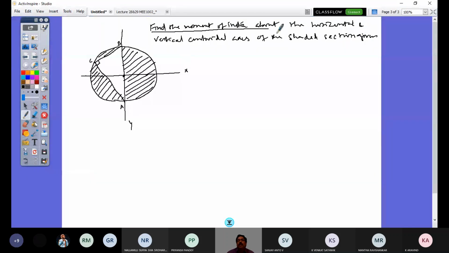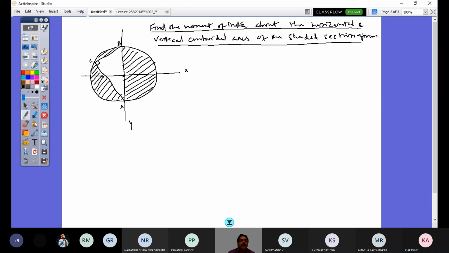So how do you solve this problem? Can anyone give the way to solve this problem? What are the steps that you have to follow? I've given you the necessary theory, formulas, understanding, all. You know how to apply the parallel axis theorem. You know what you mean by first moment of area. So how do you go about solving this problem?